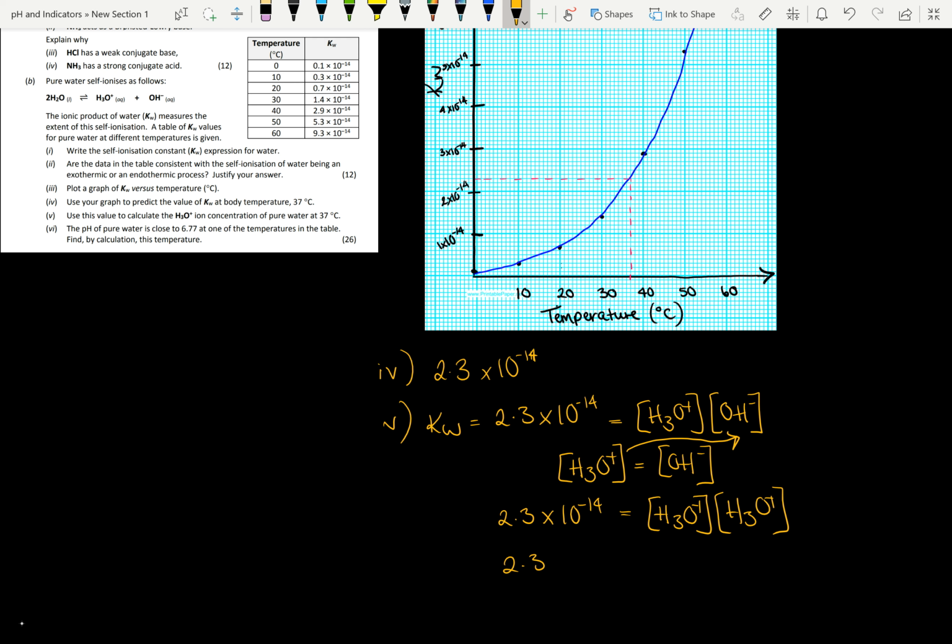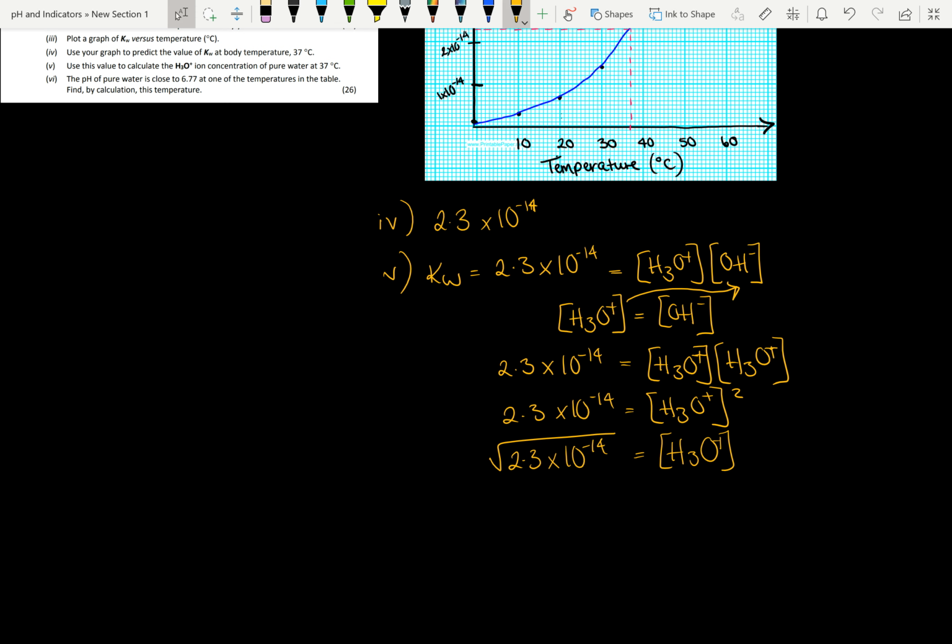So now I've got 2.3 by 10 to the minus 14 is equal to the concentration of the hydronium ion, squared. So I'm going to square root that. And that will give me an answer of 1.51 by 10 to the minus 7 moles per litre, because remember those square brackets stand for moles per litre.